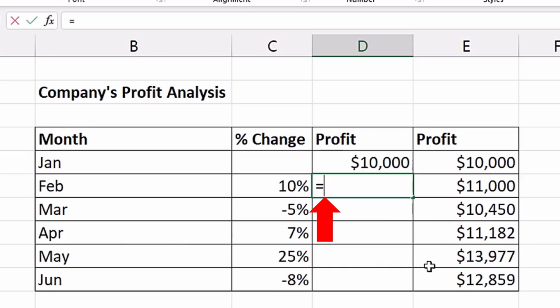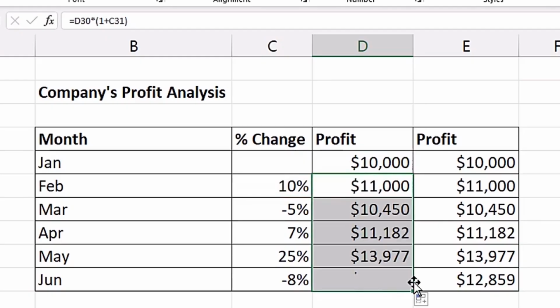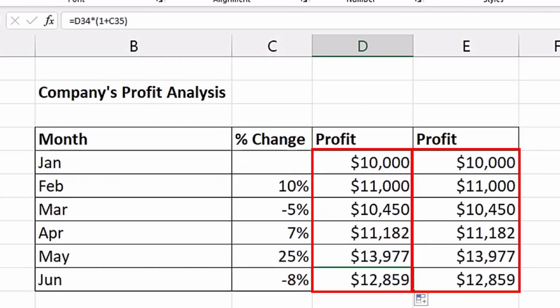So I'm going to do equals to the beginning value, which is going to be the value in January. I'm going to click on it, times, open bracket, I'm going to do 1 plus the percentage change, which is going to be this percentage change here. I'm going to close my bracket. Now, remember, this is actually a relative cell reference. That means if I Ctrl Enter, I can actually copy my formula down. And when I come here and double click, you can see it's actually working very well. So the two methods are actually giving us the same results.